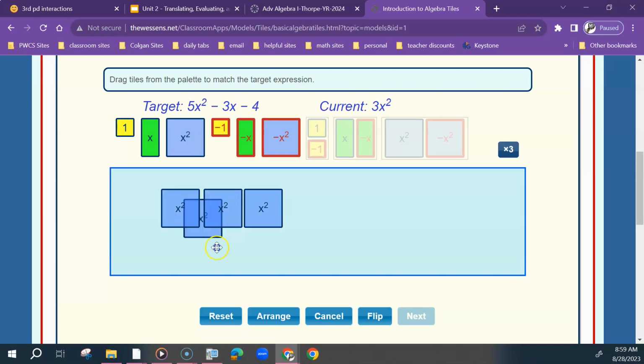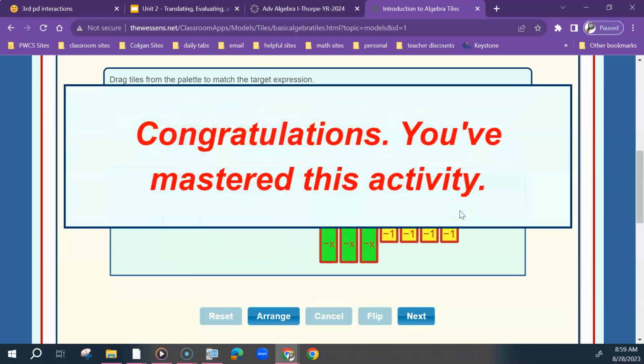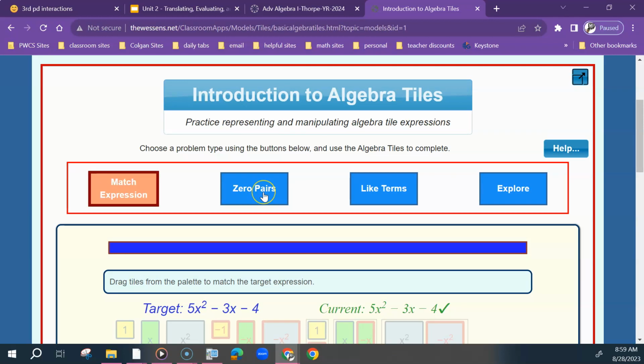5 of the positive x squareds. 3 negative x. Okay. Try again. And then we need negative 4, Nessa. 4 negative 1s. Congrats. Alright. Now I'm going to go into 0 pairs.